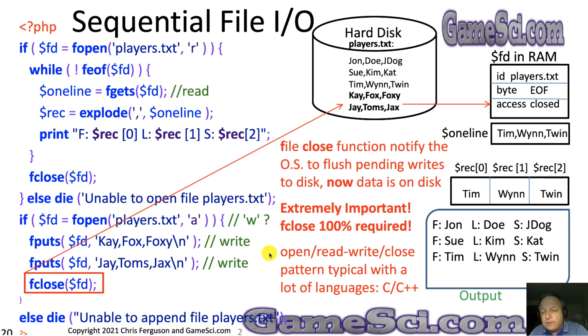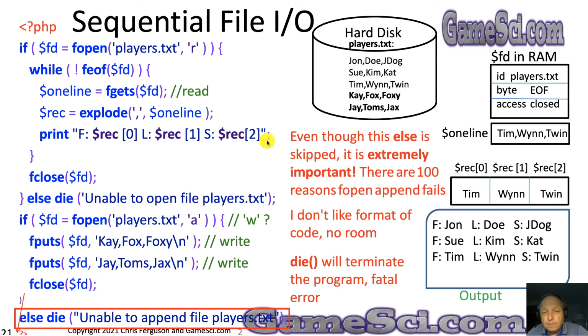This is the open, read, write, and close pattern, which is typical of a lot of languages. This code here looks a lot like the C code I used to write many years ago. Lots of programming languages support the fopen command and the fclose command. That is a typical way to read and write a file.